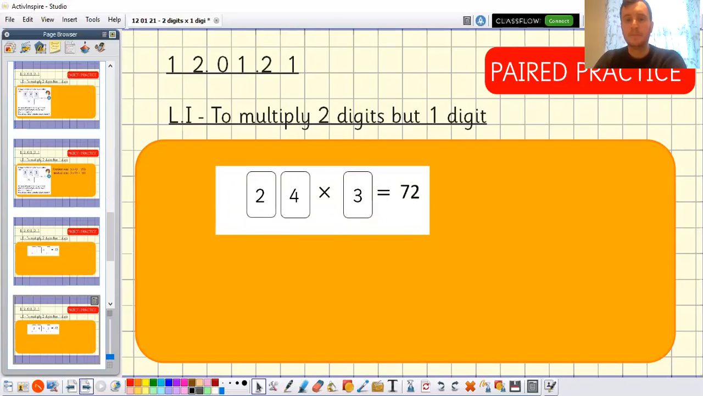Let's look at that one together. For this one, I had a go at doing 24 times 3 equals 72. And to show you how I did that one in my head, I know 20 times 3 equals 60. 4 times 3 equals 12. 60 plus 12 is equal to 72. And I'm using that partitioning method, almost doing it in my head now, to show that answer.